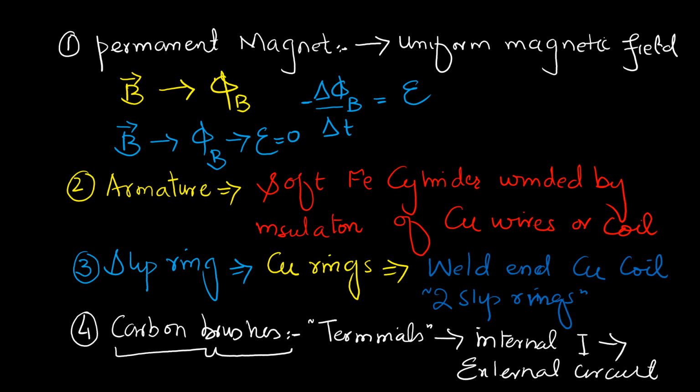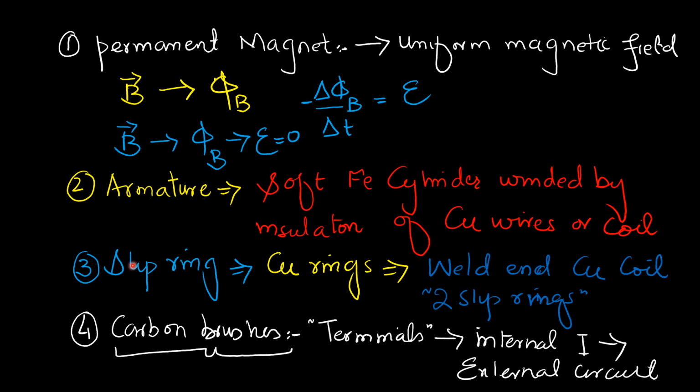So now these are the four basic components which are present inside the alternating current generator. The first important component is a permanent magnet which provides a uniform magnetic field. The second part is the armature, which rotates along its own axis, and due to this rotation there will be a change in magnetic flux. And whenever there is a change in magnetic flux, there will be production of induced EMF.